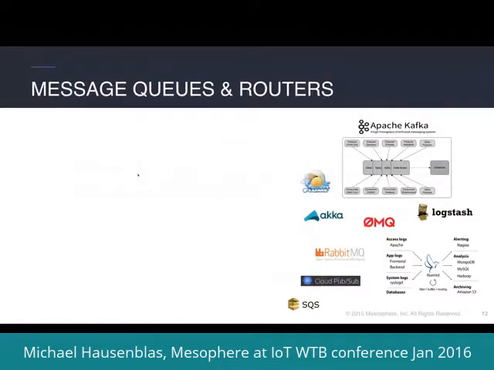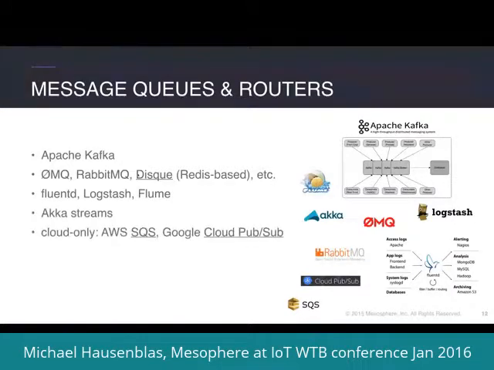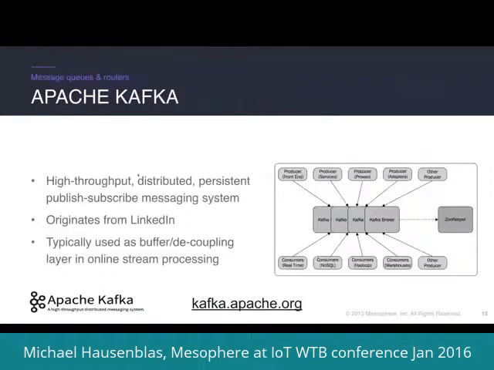So one bucket or one category in my toolbox are so-called message queues and routers. A couple of examples: Apache Kafka, ZeroMQ, RabbitMQ. There's recently a Redis-based queue called Disque. There's FluentD, Logstash, Flume, Akka Streams, and there are a couple of cloud-only offerings, AWS SQS or Google's Cloud PubSub. And there is a very nice website called queues.io that compares these different offerings, and we're going to have a look at 2 of them in greater detail in a moment.